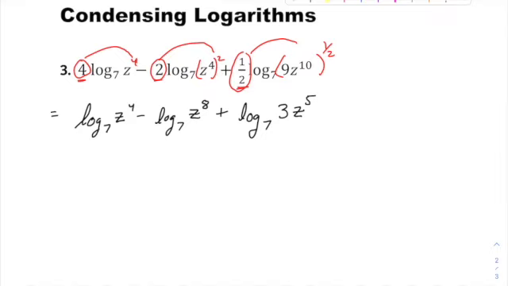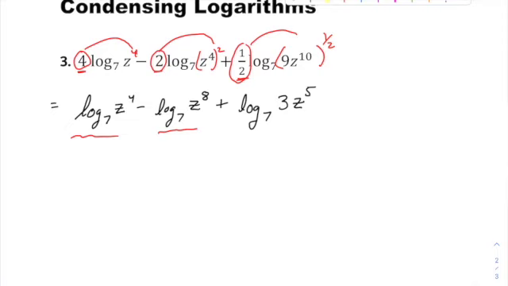When you're comfortable with these, you could do the next part all in one step and get right to the final answer. But suppose you're still a little shaky with these properties. I'm just going to do them 2 at a time. The first 2 I see, I'm going to condense these. So I see log base 7 of z to the 4th minus log base 7 of z to the 8th. Well, I'm going to divide them. So that's going to be z to the 4th divided by z to the 8th. Right? That's how you subtract 2 logs.